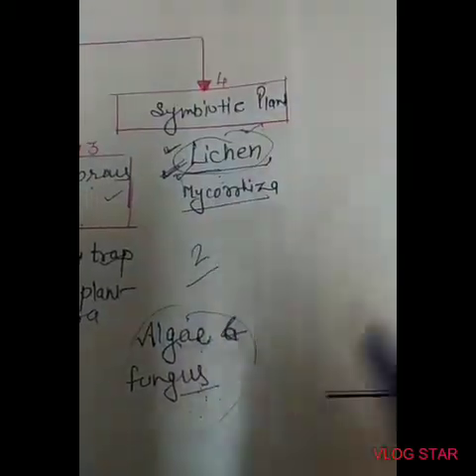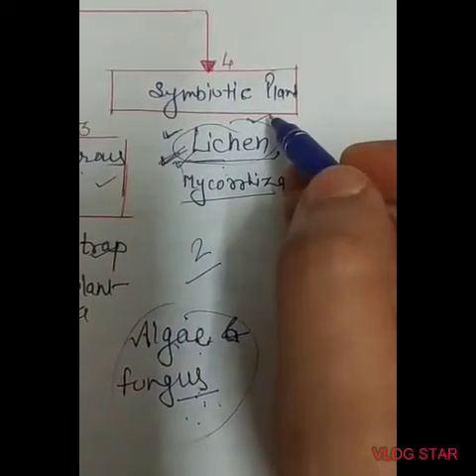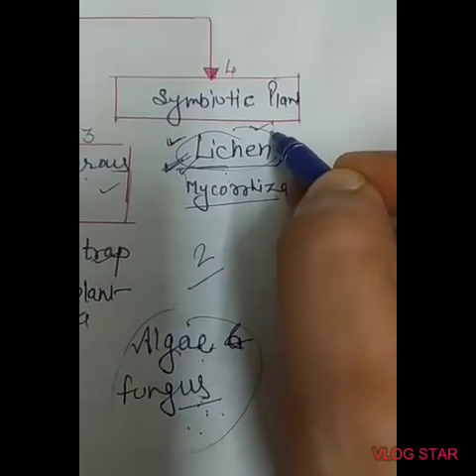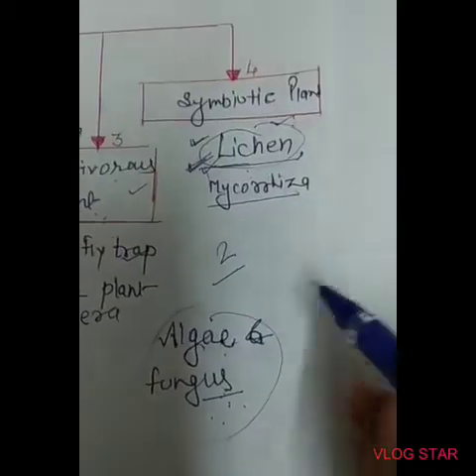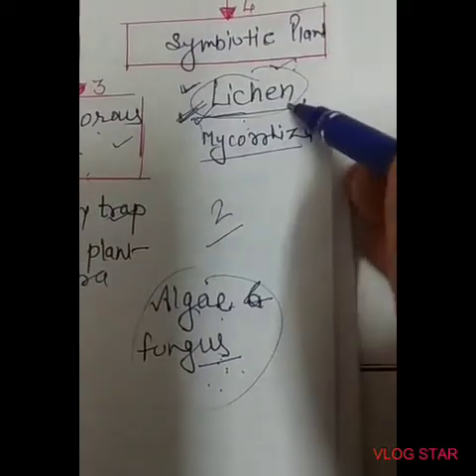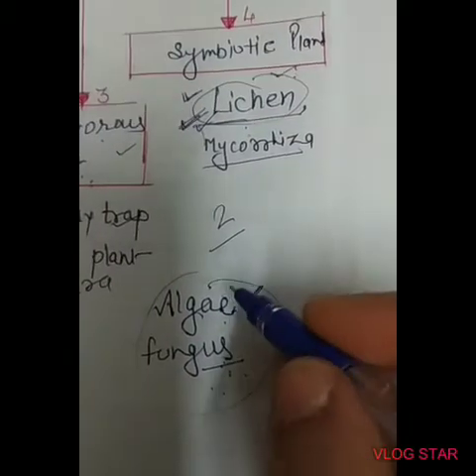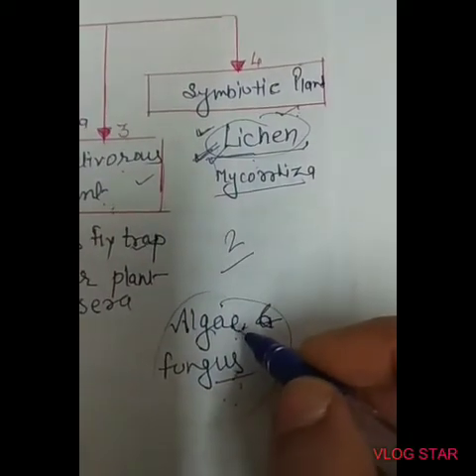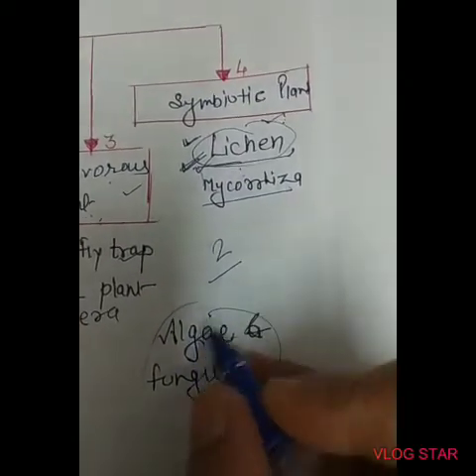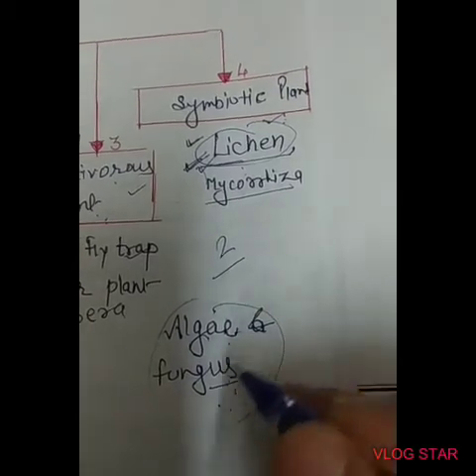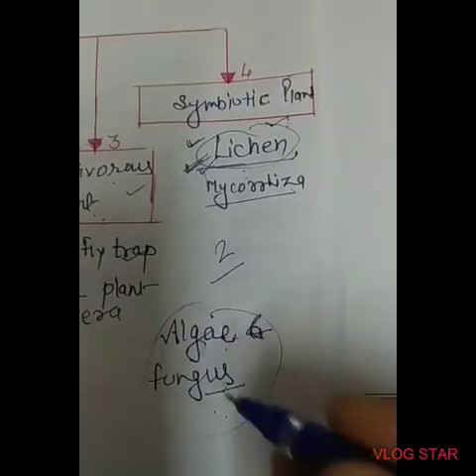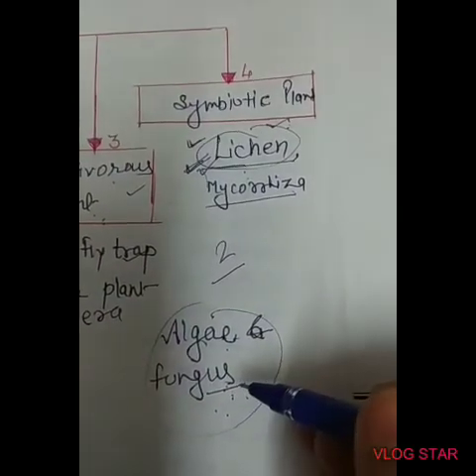So in symbiosis, 2 organisms live together, share shelter and nutrients. Both the organisms are mutually benefited. So, in lichen, algae and fungus live together. Algae is a green plant, so it synthesizes food and provides it to the fungus. It gives its food to the fungus, and the fungus in return gives shelter and protection from the environment. In this way, both the organisms are mutually benefited. Got it?